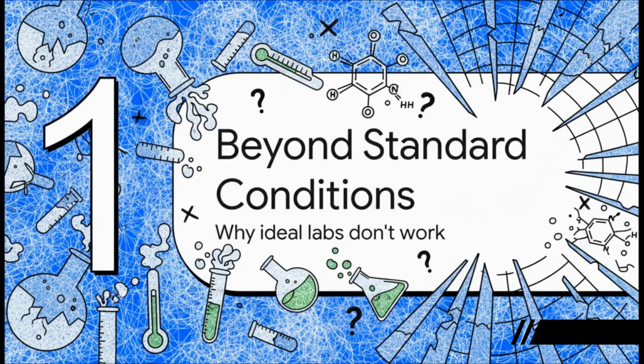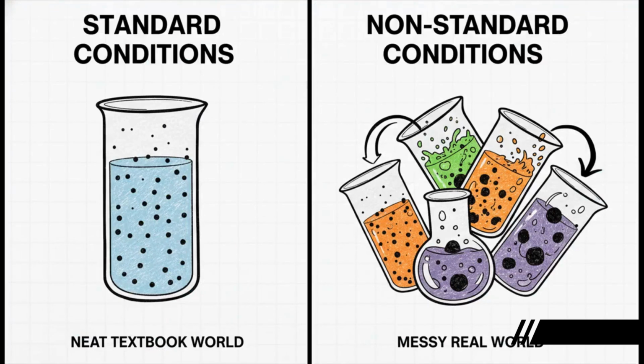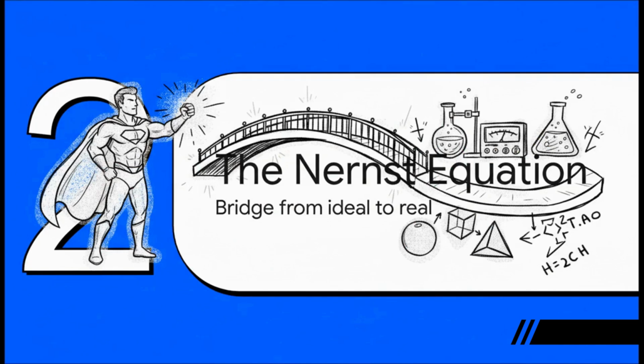All right, first things first, we have to understand the limits of those perfect, squeaky clean lab scenarios you read about. You know those standard electrode potentials you look up in the back of your textbook? Well, they're measured under super specific, totally fixed conditions. But real chemistry is messy. Concentrations are constantly shifting and changing. We absolutely need a way to calculate potential in these dynamic, real-world situations. And that, my friends, is where our hero of the day comes in, the Nernst equation. It's literally the bridge that connects the ideal world of the textbook to the actual reality of the lab.